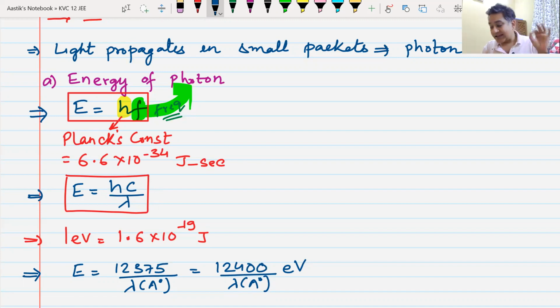So remember this shortcut. The shortcut for H into C becomes 12,400, and if you divide it by the wavelength in Armstrong unit, you will get the answer in electron volt. Normally, whenever a photon is given, the wavelength of the photon is given in Armstrong units. So from there you can find out the energy of the photon. Do we understand this? Yes, sir.